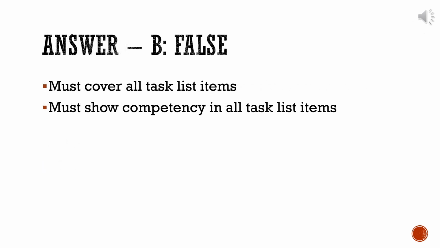The correct answer is B, false. The training you receive must cover all task list items. You must also show competency in all task list items. All of the items that are listed are relevant to being an RBT, so it is very important that you receive training and are competent in all areas of the task list.